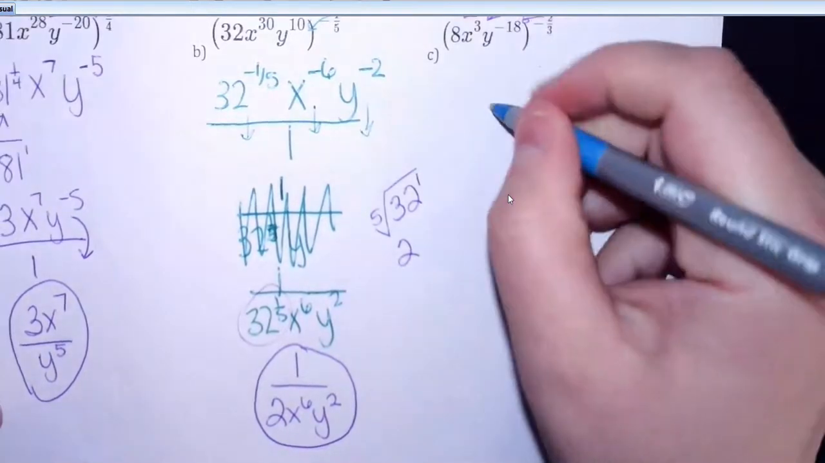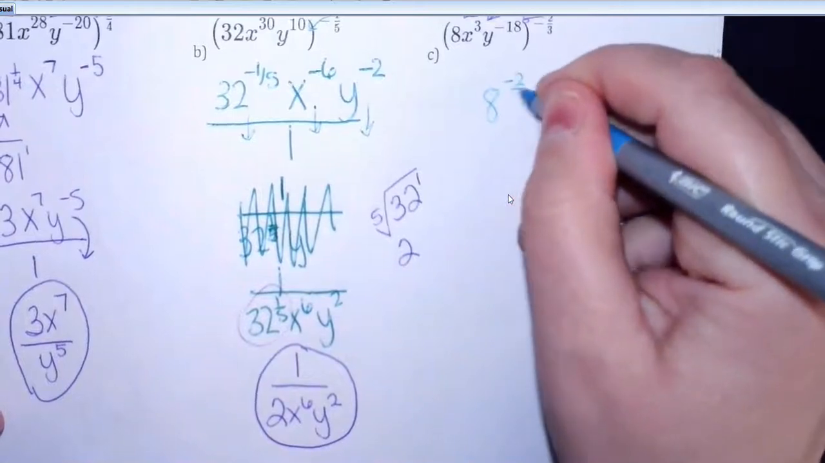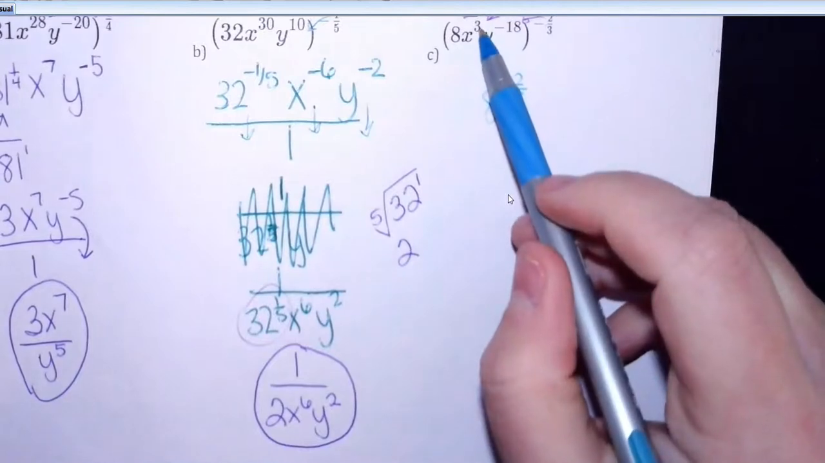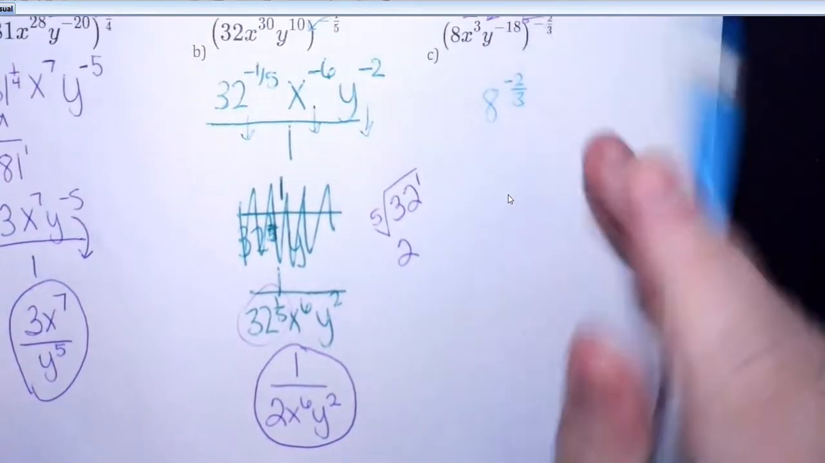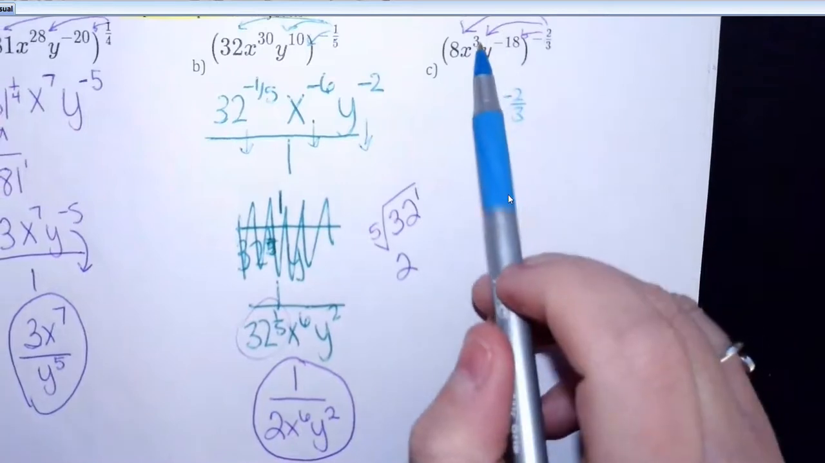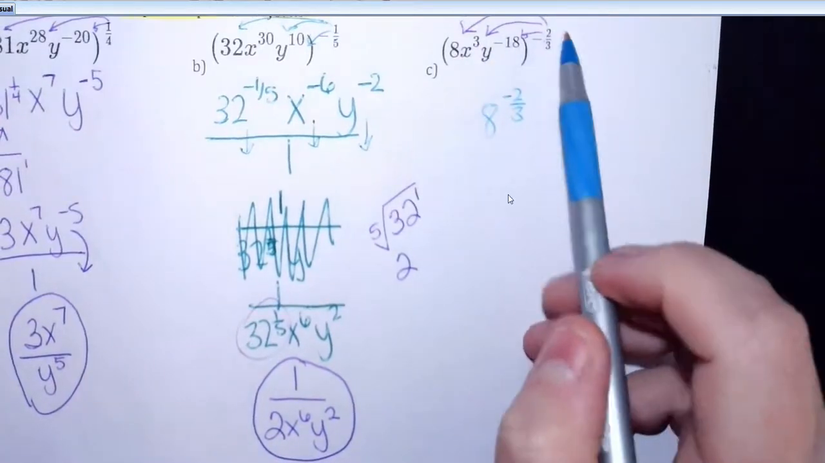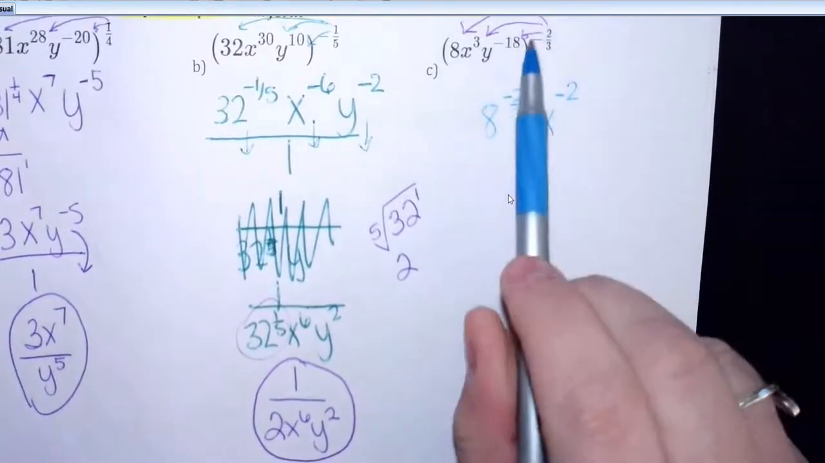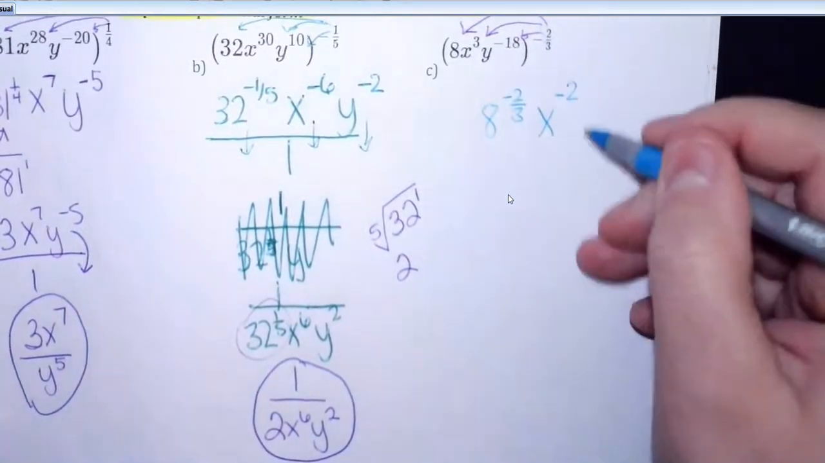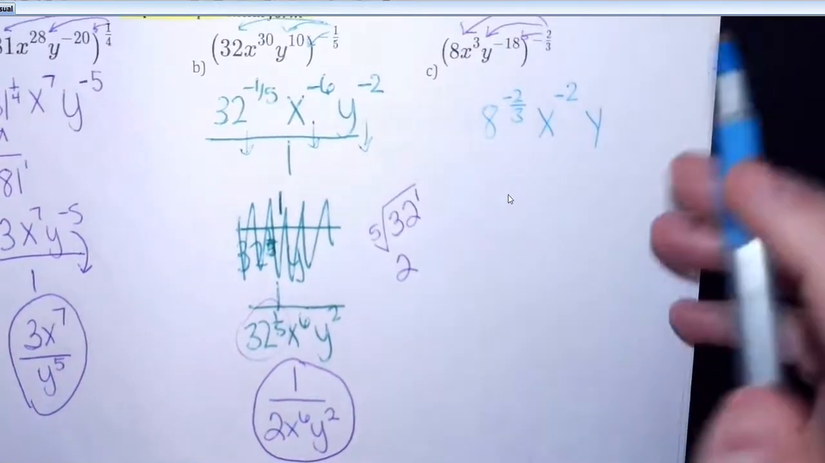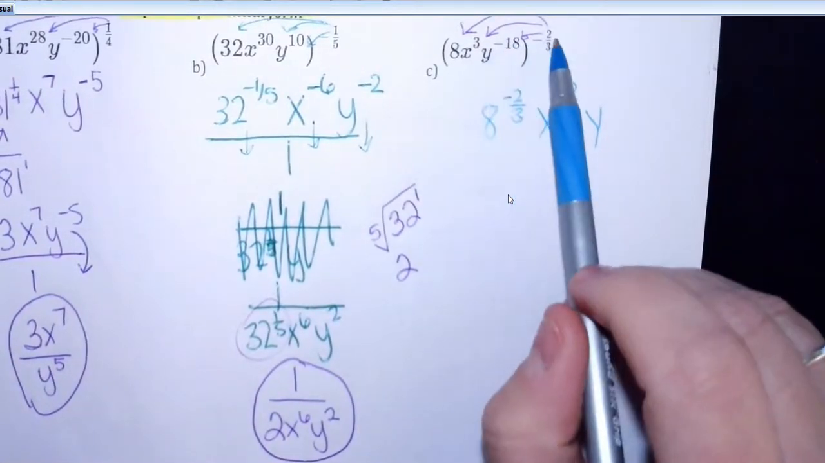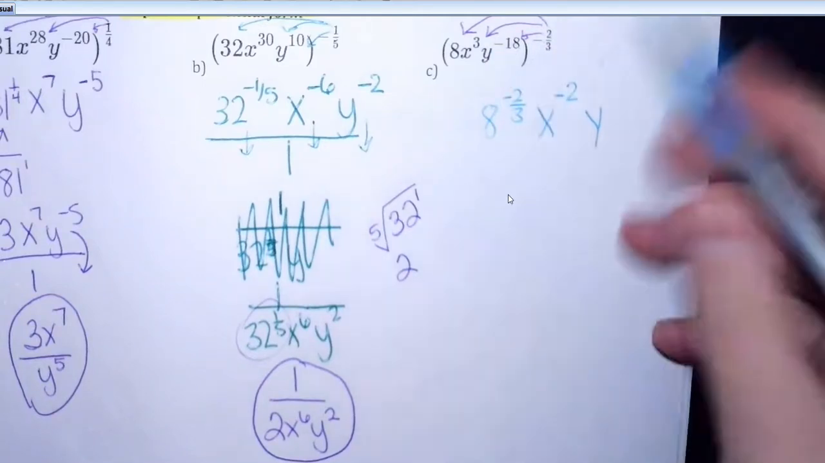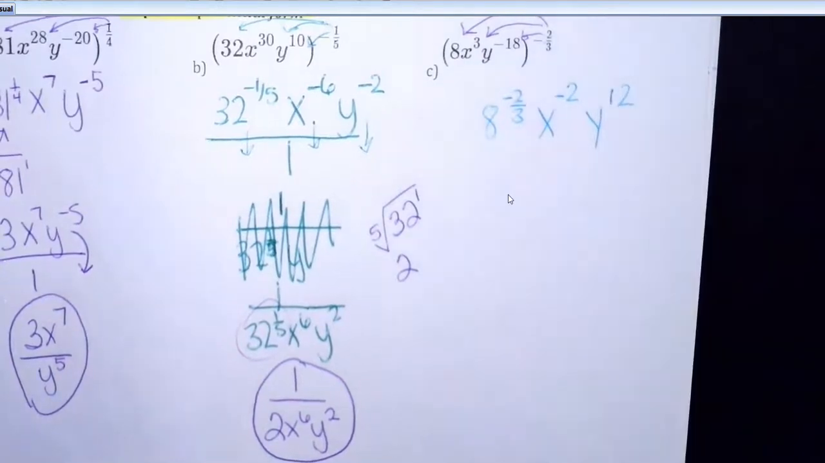So we have 8 to the negative 2/3. Power to a power, we're going to multiply those exponents. So 3 times negative 2, let me slide that down so you can see it. Sorry, 3 times negative 2 is negative 6. Divided by 3 is actually going to give us x to the negative 2. Negative times a negative is going to make this exponent on the y positive. So negative 18 times negative 2 is going to turn into positive 36. Divide that by 3 and you will get 12.